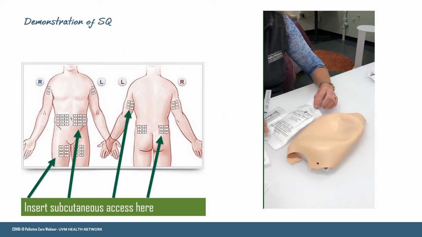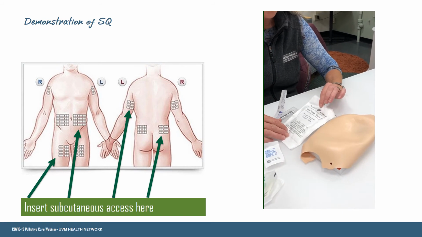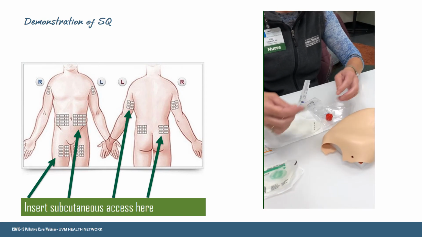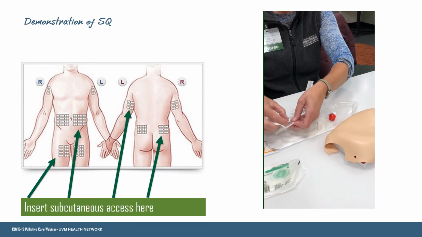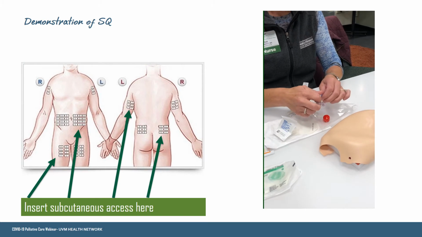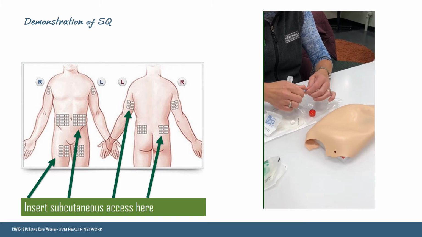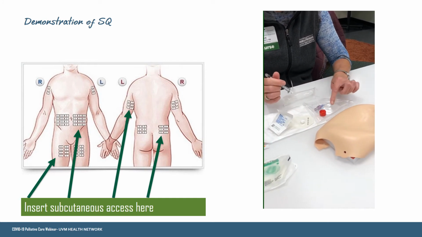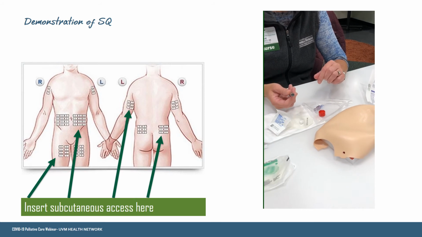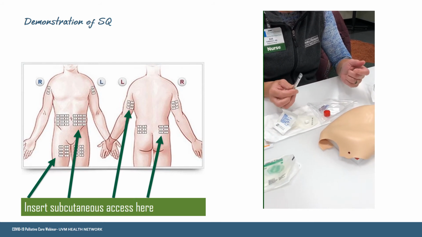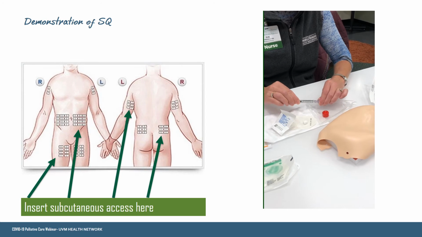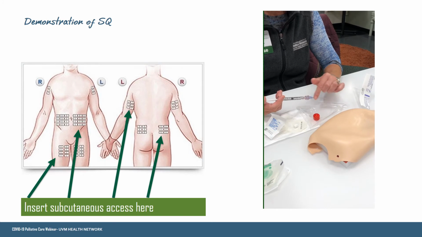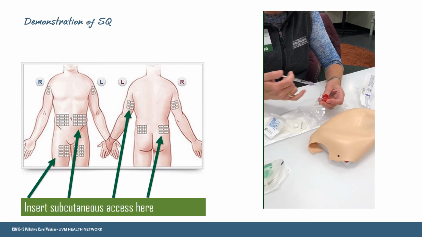So to insert a sub-Q set, you'll need the appropriate supplies. We are using this Clearview sub-Q set that looks like this. You'll need a clave cap, which you will be putting on the sub-Q site itself. Of course, we're going to be doing hand hygiene and gloves. You will need the medication to be primed for this sub-Q site. So you'll pull up the medication in a 1 cc syringe, and you'll prime the sub-Q set with the medication, which is different from an IV. So you'll prime it until you see the medication come out at the bottom of the needle.